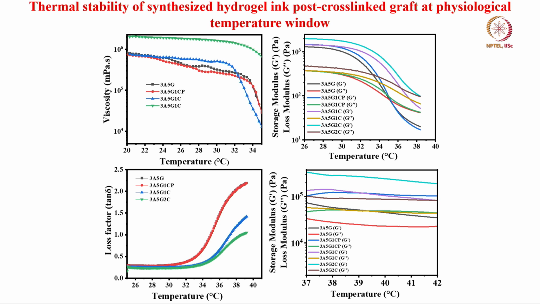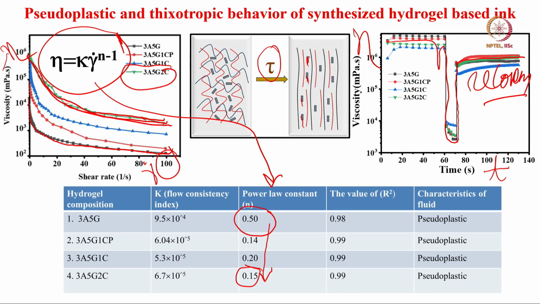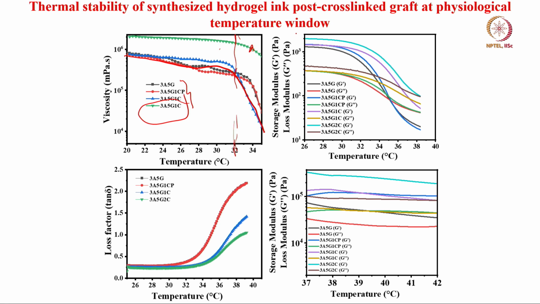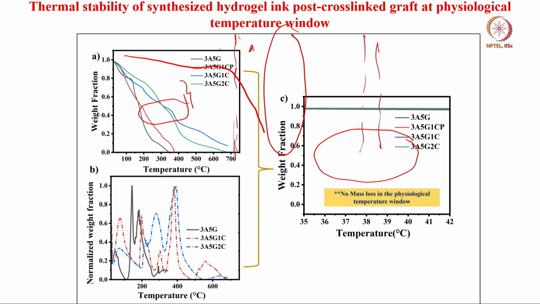Thermal stability is equally important, and as you see, viscosity sharply drops at 32 degrees Celsius, both on 3A5G and 3A5G up to 1C. So, here this is the 3A5G 1C material. In this particular case we have also measured the G prime and G double prime as a function of temperature, and at 32 or 34 degrees Celsius they show a drastic decreasing trend, or the initiation of the decreasing trend, in this kind of scaffold.